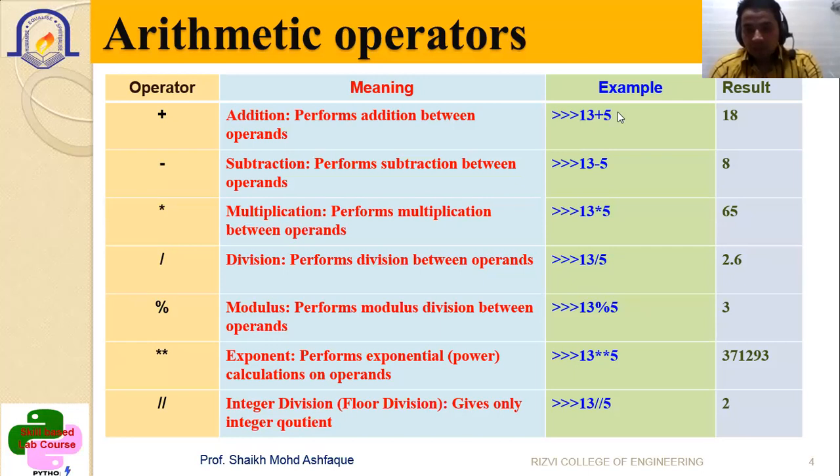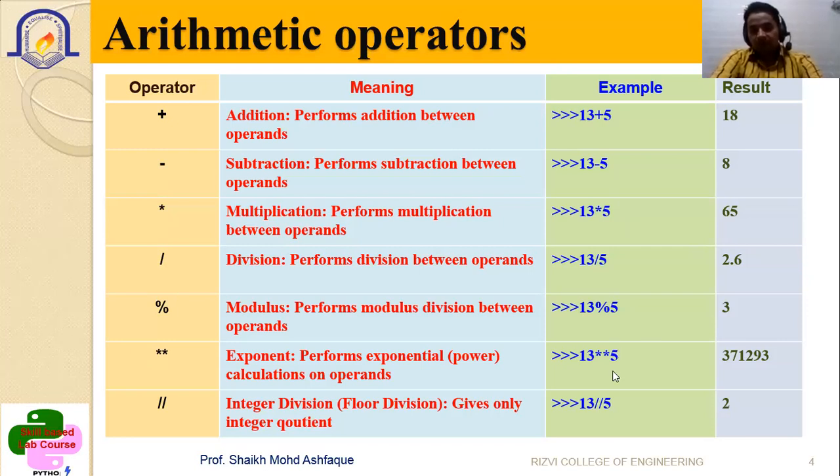Now you can see that 13 plus 5 is 18, then 13 minus 5 is 8, then 13 multiplied by 5 is 65, 13 divided by 5 is 2.6, and 13 mod 5 is 3. So these are the basic operations that we know what they do. In case of divide, it gives the quotient. In case of mod, it gives the remainder.